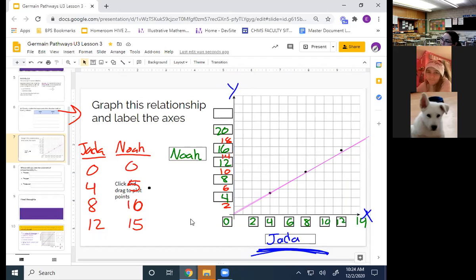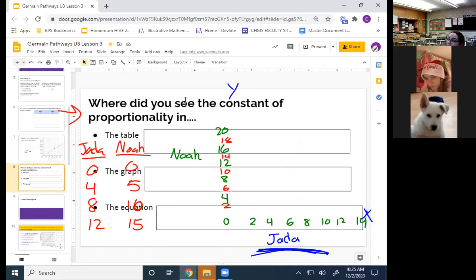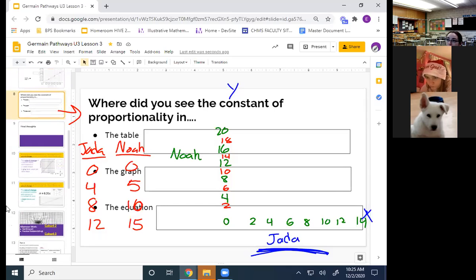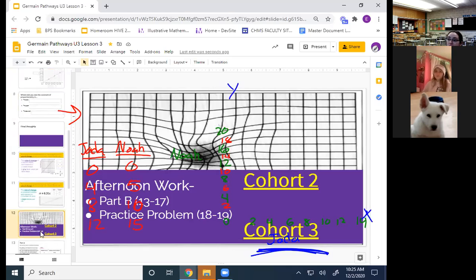Okay. So you should have this graph all filled out for yourself. I'm going to leave it up for a second for you to get it all figured out. Tomorrow, we are going to do this discussion at the beginning of class. So where do you see your constant of proportionality in a table, a graph, and an equation? We're going to talk about those tomorrow after you do this activity right here.